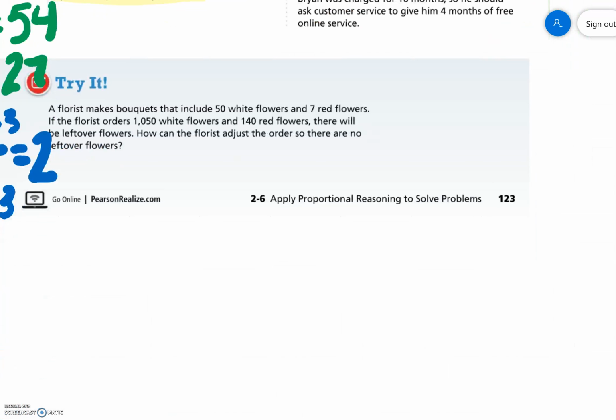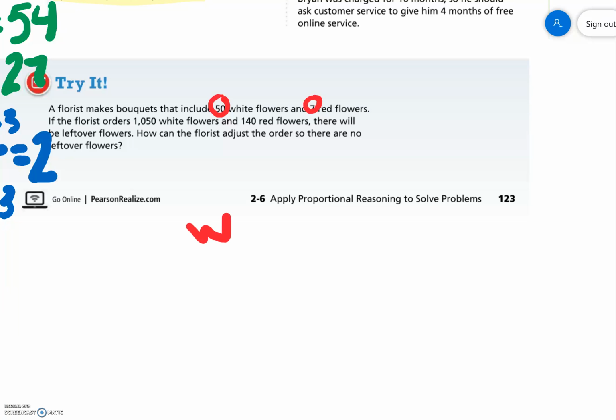Let's try it. A florist makes bouquets that include 50 white flowers and 7 red flowers. If the florist orders 1,050 white flowers and 140 red flowers, there will be leftover flowers. White, can the florist adjust the order so there are no leftover flowers?